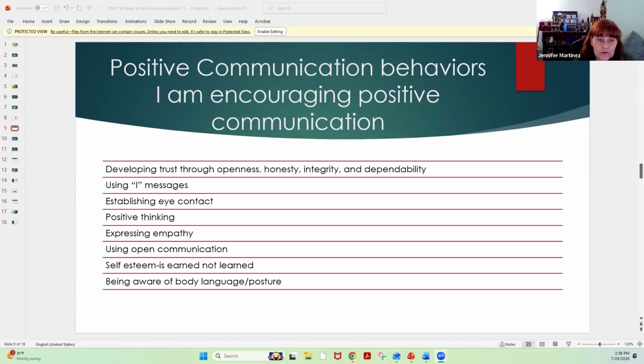So self-esteem is earned, it is not learned, okay? No one can give you self-esteem and no one can take it away. It is taking credit for something that you've done well, like, let's say you got an A on your exam, right? You should be proud of that. That's something that should give you a little bit of self-esteem about it. And you're able to recognize that you have something very special to offer. Again, it is earned, it is not learned.